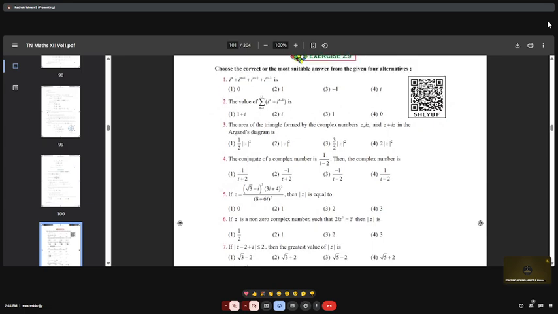We saw problem 2. Let's look at problem 3. I think we saw the formula for the area of a triangle, right? That you have studied long ago. The area of a triangle formed by the complex numbers Z, iZ, Z plus iZ in the Argand diagram. So can you please do this?